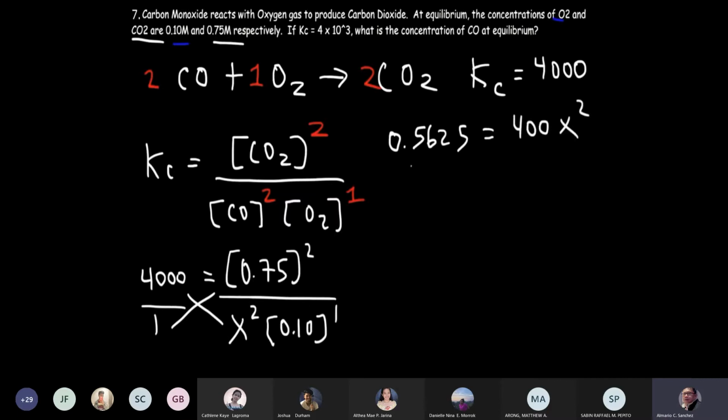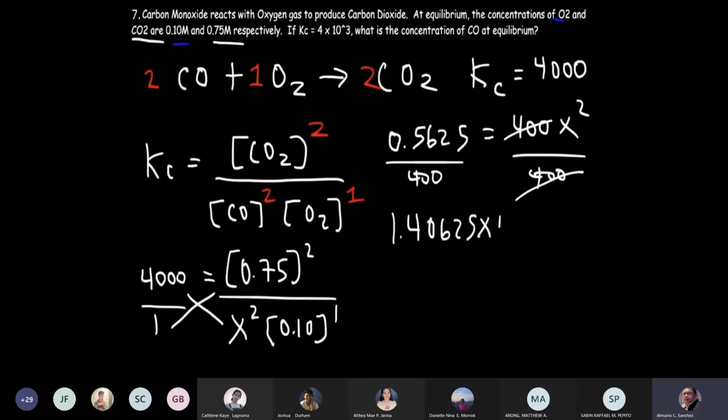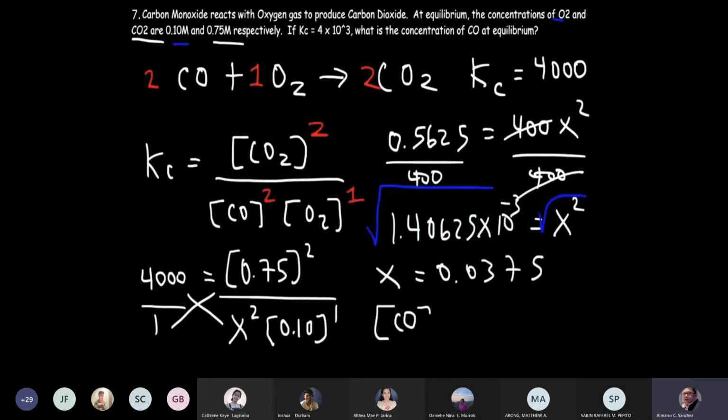x squared. Now we need to divide both sides by 400. So 0.5625 divided by 400, that's 1.40625 times 10 to the minus 3. So that's equal to x squared. So now we've got to take the square root of both sides. And so x is 0.0375. So that's the concentration of carbon monoxide at equilibrium.